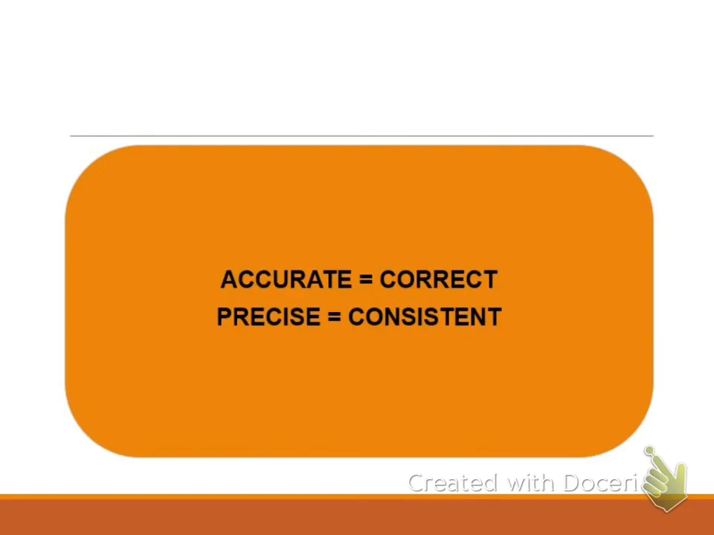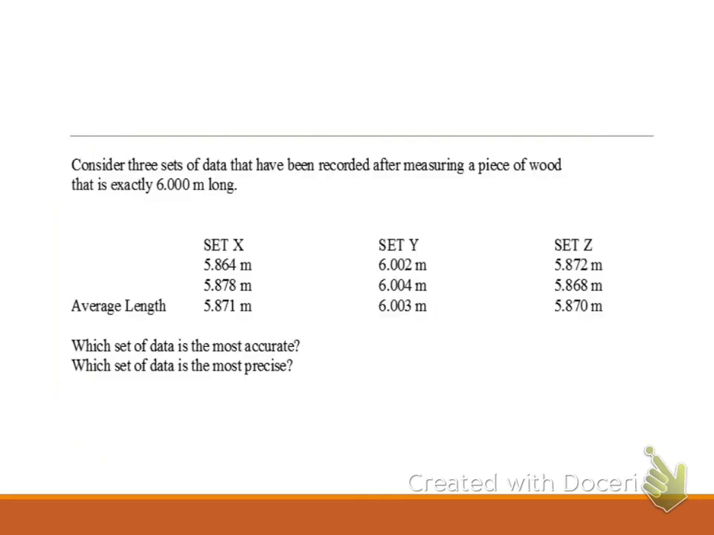Okay, so basically, in a nutshell, accurate means you're correct. Precise means you're consistent. So we have this set of data. It's supposed to be 6.00 meters long. We have 3 sets of data. Which set would be the most accurate? Set Y. Set Y would also be the most precise.